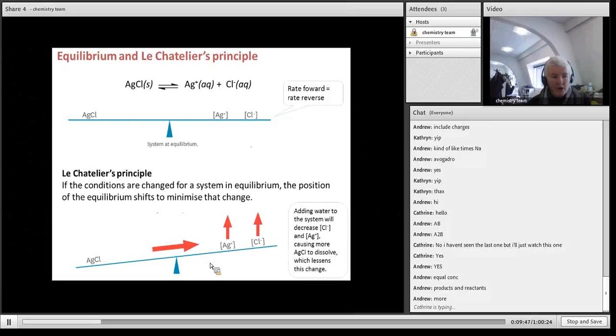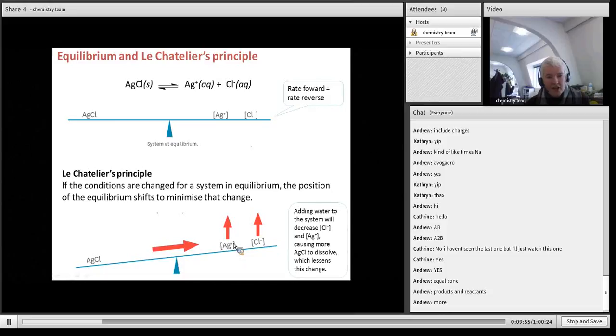More will dissolve, correct. Because my change is decreasing the ion concentration, so in order to minimize that change, as I'm taking away, I've got to add on to try and keep this amount constant. So the equilibrium position is going to shift, so my silver chloride will start dissolving more and more.